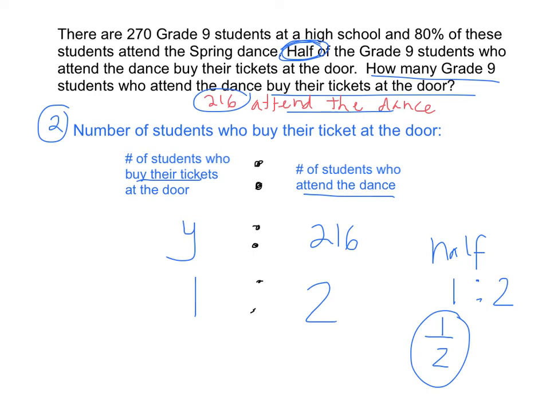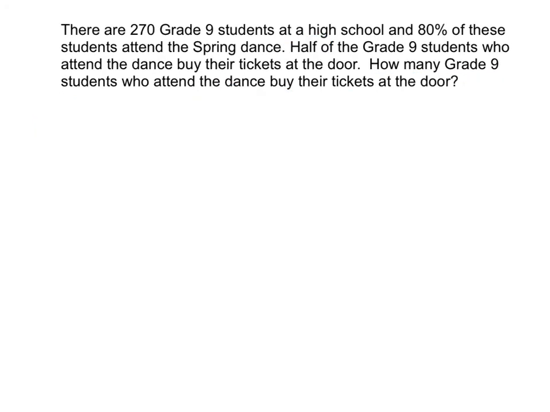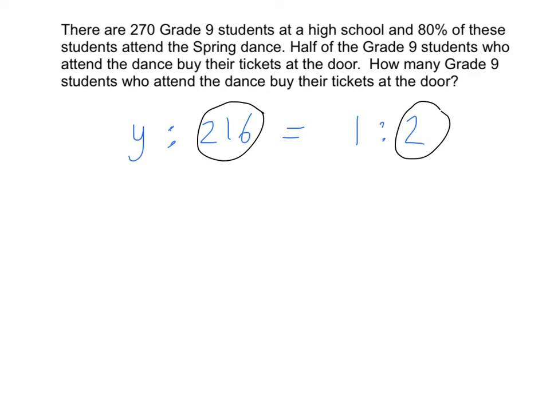So now what? Well, we need to find Y. So we're going to solve this again using equivalent ratios. So let's set up our proportion. Y to 216 is equal to 1 to 2. So now what? Do you remember how we solved the last equivalent ratio? How do we find the missing term? Well, each term is related by multiplication or division. Well, since we know both of the second terms, we can figure out what we did to get from one term to the other.